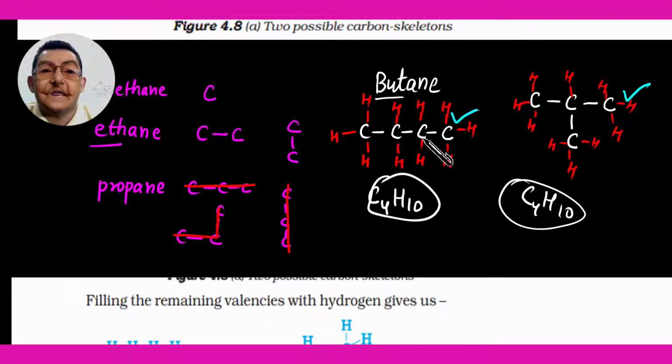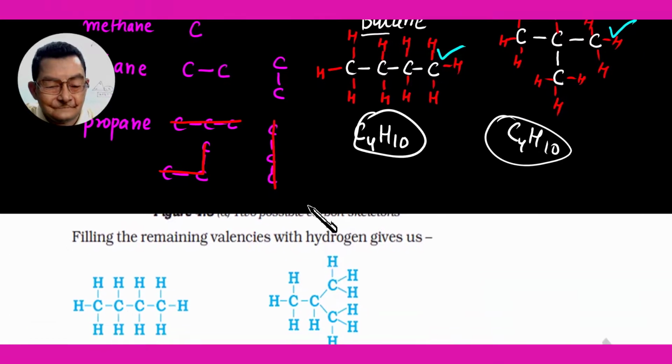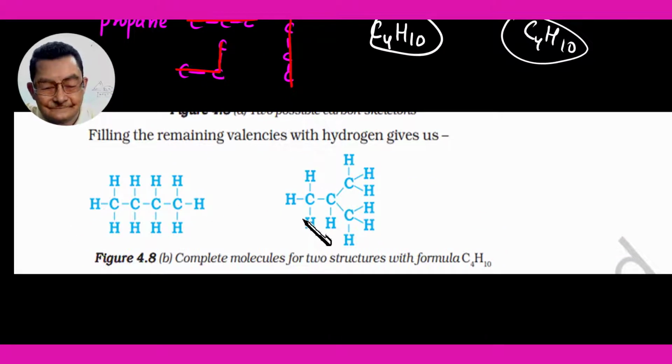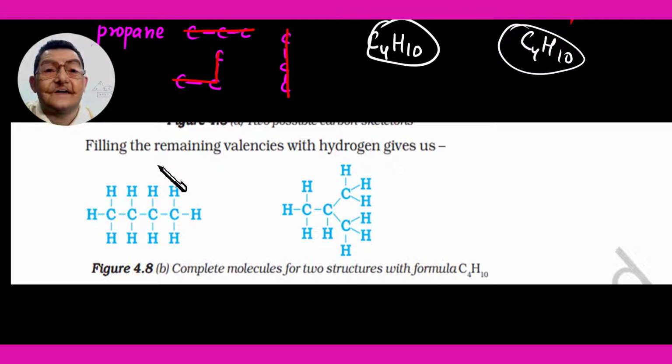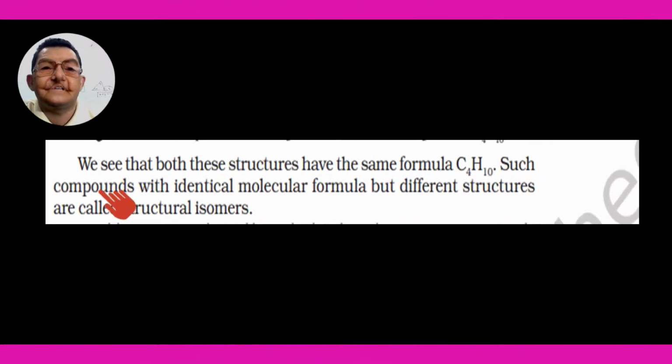But this is the straight chain, and this is a branched chain. The 2 different kinds of carbon skeletons are possible for butane. So it says, filling the remaining valencies with hydrogen gives us this, and this we have already drawn. Okay, let's continue now. The book says, we see that both these structures have the same formula, C4H10. That we have already seen.